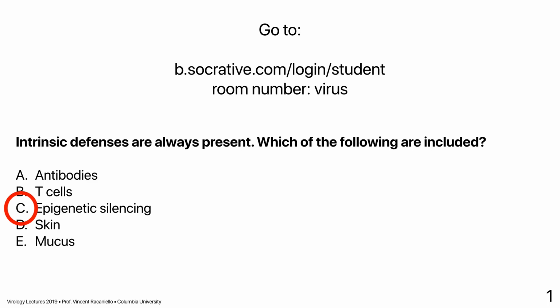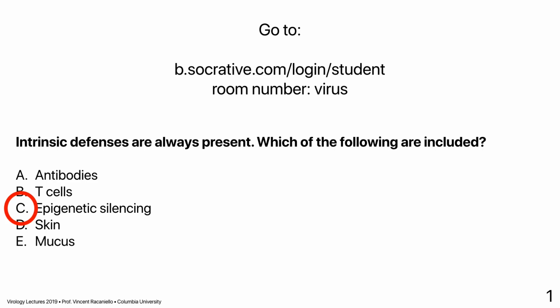Antibodies and T cells are adaptive. It's the last defense that takes a couple of weeks to induce. Skin is one of those earlier ones, anatomical defenses. They're always present, but it's not called intrinsic defenses. So mucus is the same as skin. It's just a matter of what I call it.